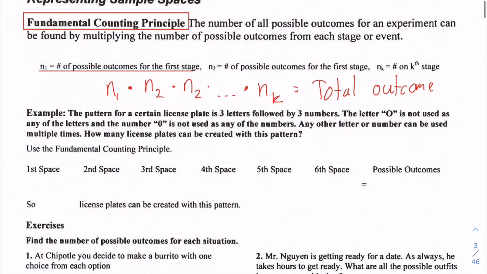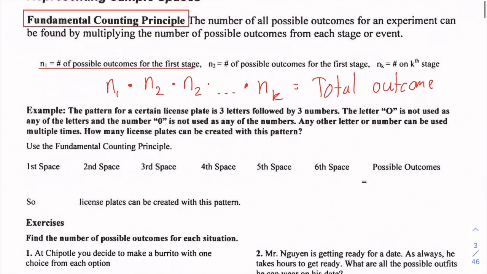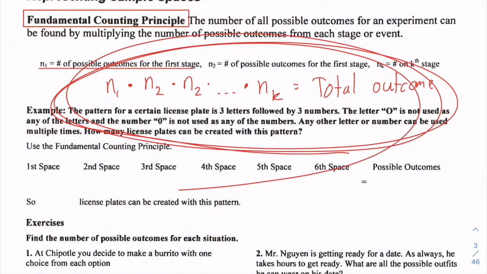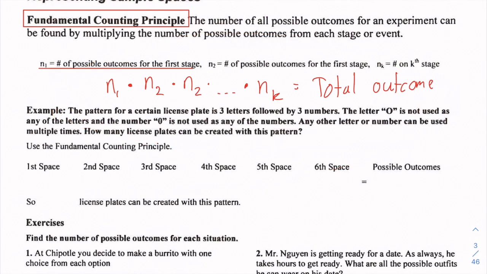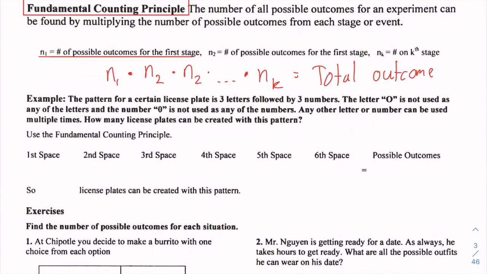And so let's do this example right here together. Again, what we've been doing is what we call our fundamental counting principle. Here's an example. The pattern for a certain license plate is 3 letters followed by 3 numbers. The letter O is not used in any of the letters and the number 0 is not used, or else it gets confusing, right?